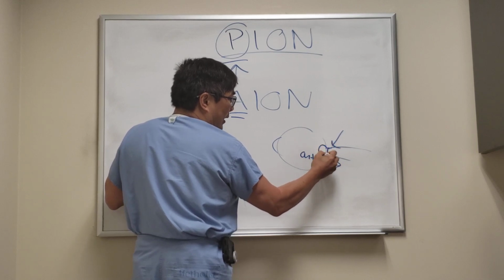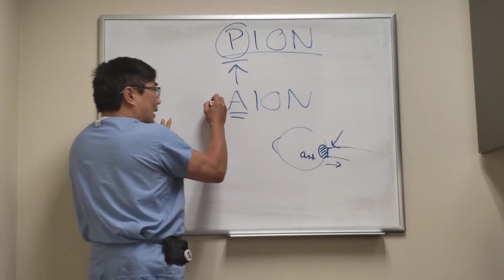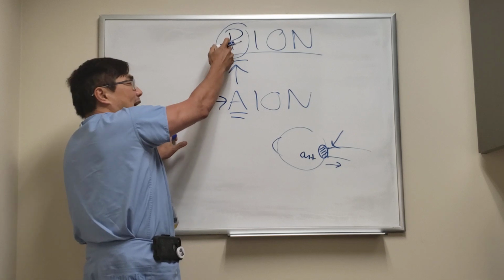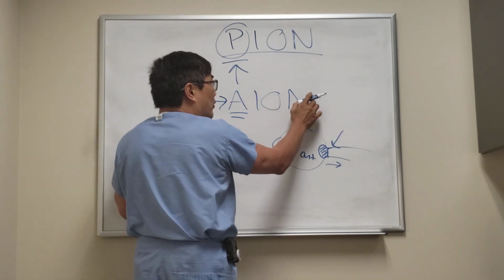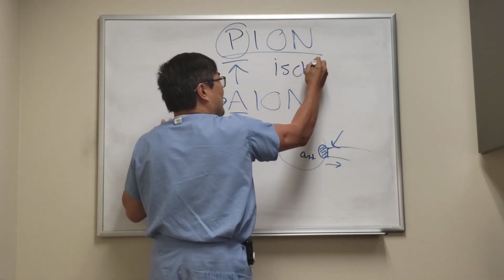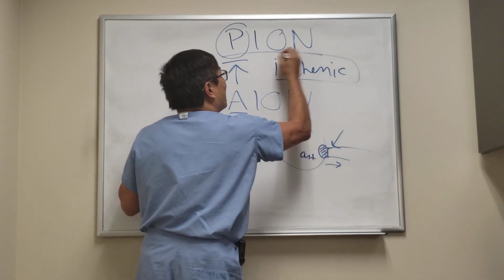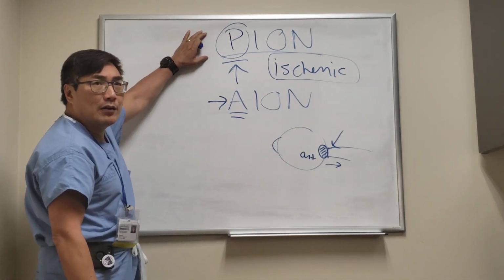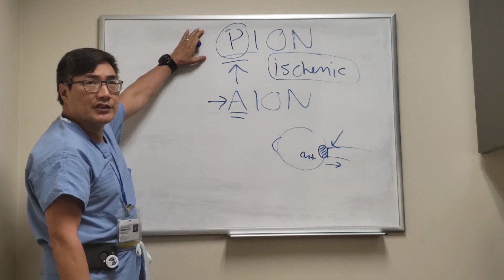So in AION, we have a swollen optic nerve. That swelling is what differentiates AION from PION. They're both ION, ischemic optic neuropathies. And you really probably shouldn't be making the diagnosis of PION because it is a diagnosis of exclusion.